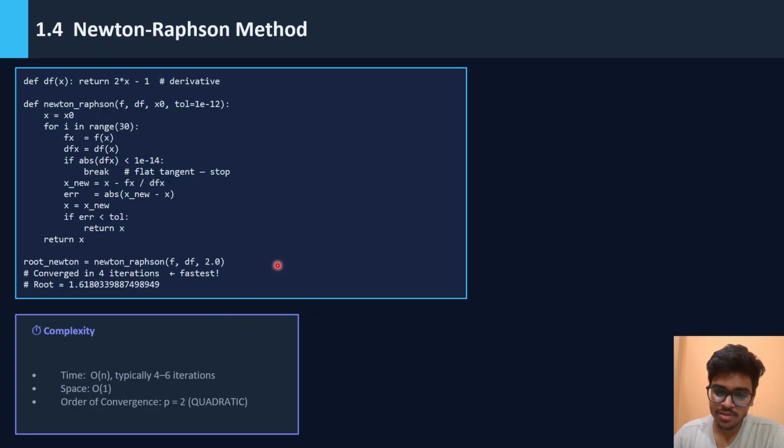Its time complexity is O(n), space complexity is O(1), and its order of convergence is 2, called quadratic convergence. Quadratic convergence means the error decreases very rapidly after each iteration.